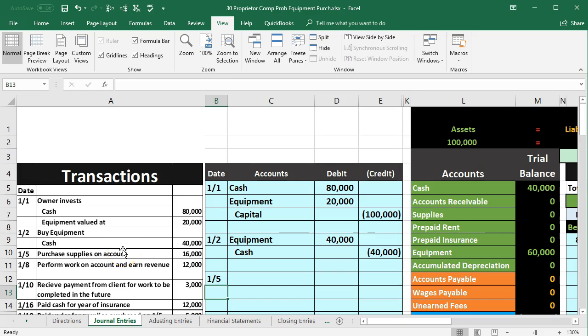In this presentation, we will continue on with our comprehensive proprietorship problem. We are now going to be on January 5th, where we purchase supplies on account.